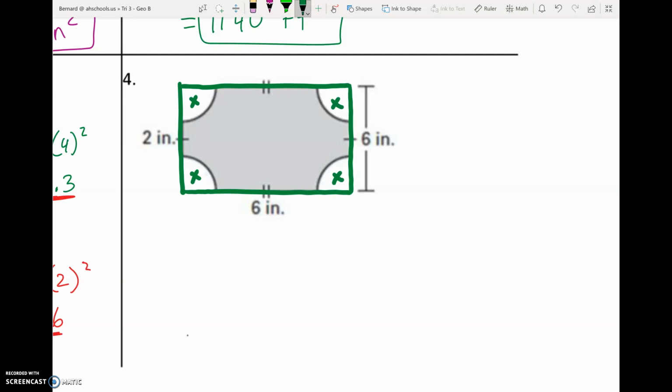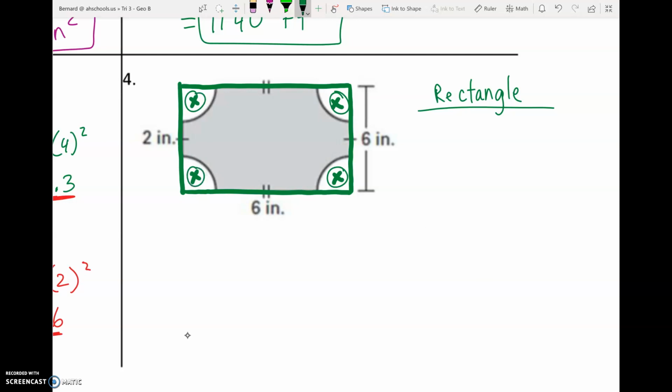And so I think that's where we want to start this problem. We'll call our shaded region a rectangle. And so what we'll do is we'll find the area of this rectangle. And then we need to subtract away these 4 circular corners.